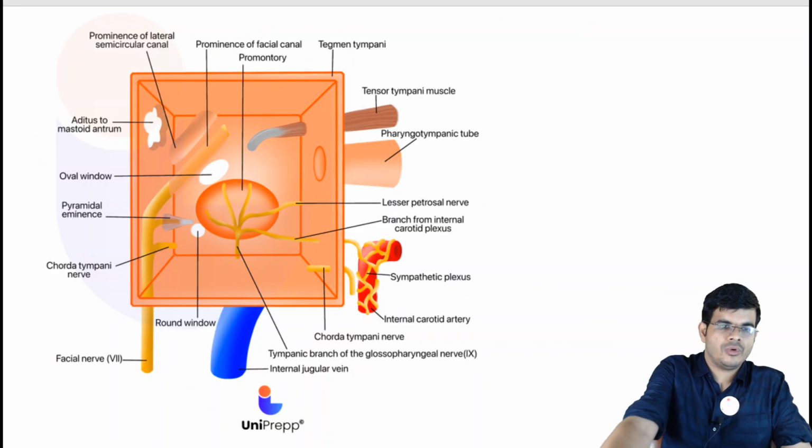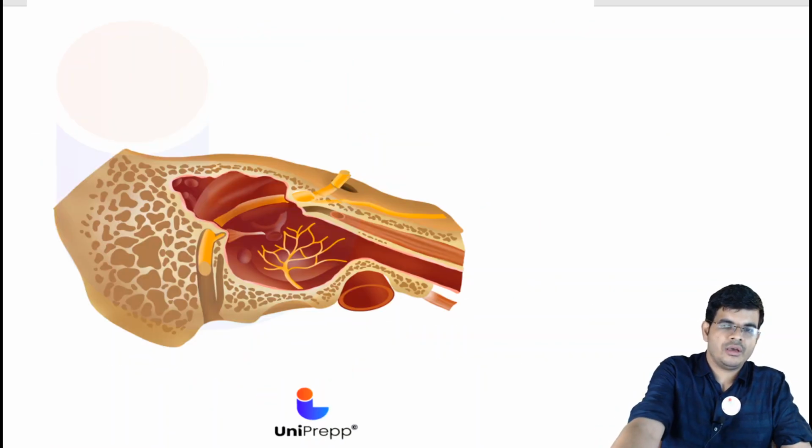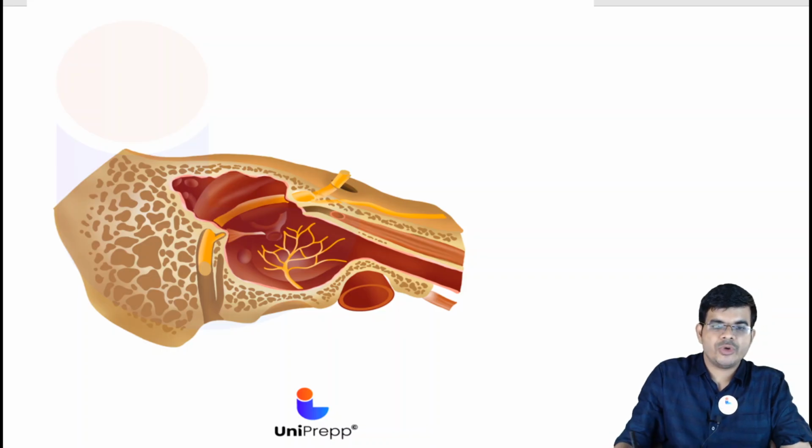Now, okay, this picture also you are very much familiar with, right? Now, what are the things that you see here? This is the lateral semicircular canal. It forms a landmark, right? What else are the things you can see here? Oval window you can see. That is also a landmark for the tympanic segment.